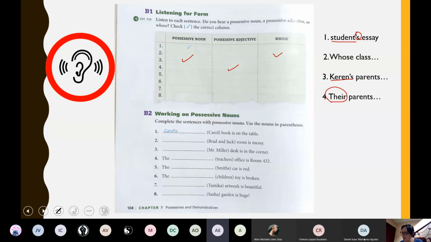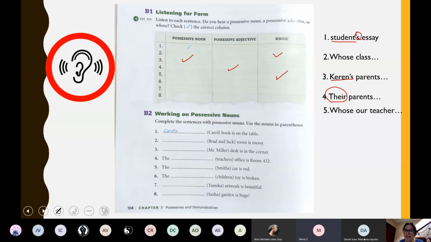Number five. Let me see, Maria Jose. Are you here, Maria Jose? Tell me, what do you have in number five? I have possessive adjective. Let me see, number five we have, who's our teacher? Are we correct? It is whose, right? Whose? Who's our teacher?